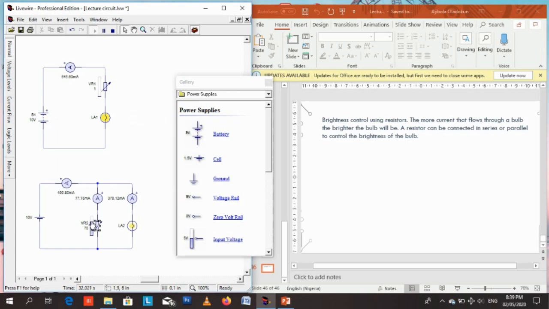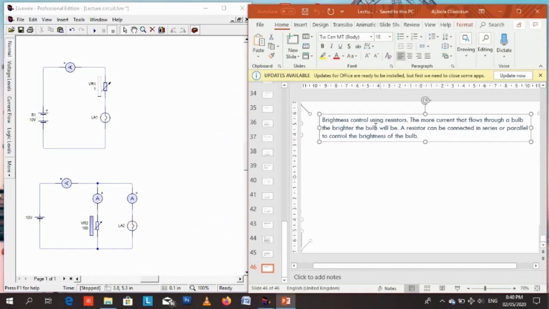As I'm reducing the resistance value, more current is flowing through it, and the bulb is getting dimmer. It's the opposite direction. For the series resistor, if you reduce the resistance, the brightness is high. But for parallel, if I reduce the series resistor to a low value of resistance, it's very bright.